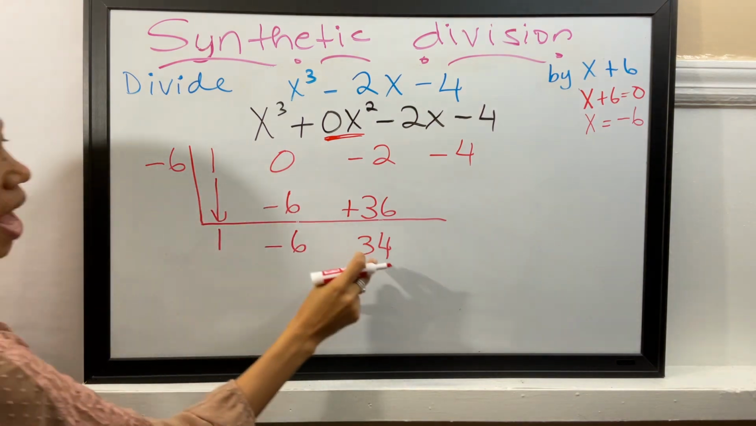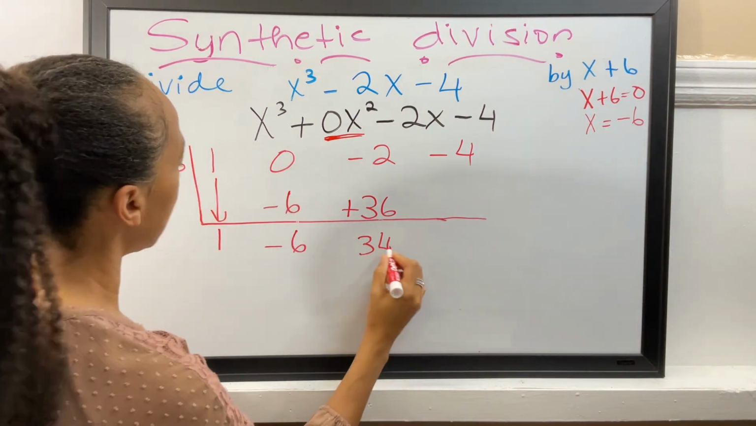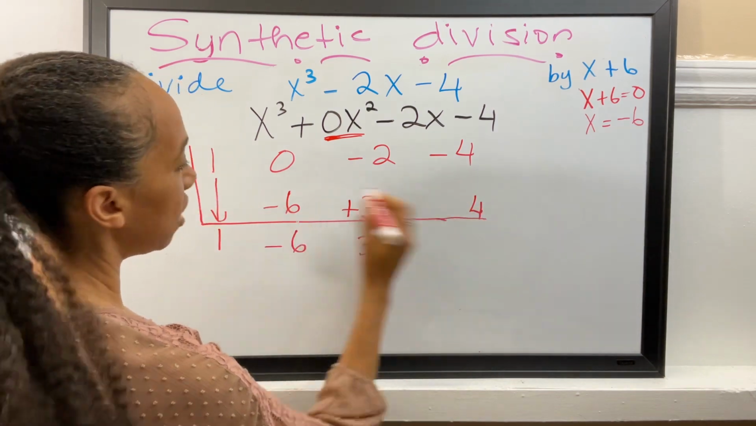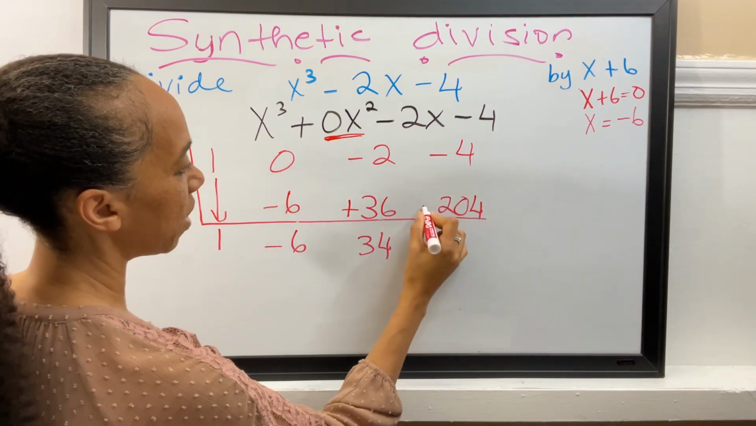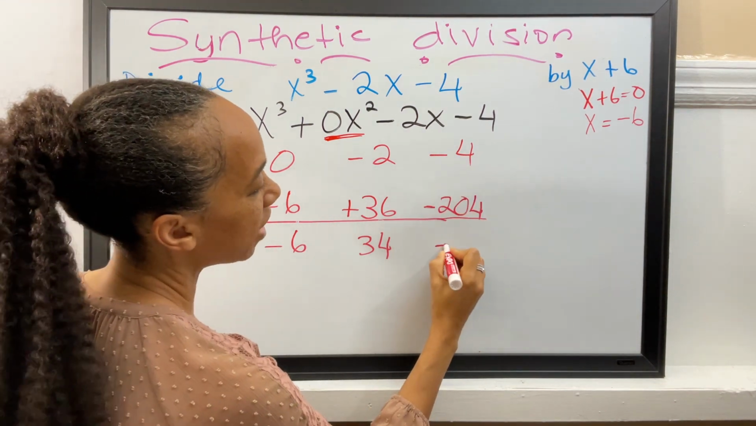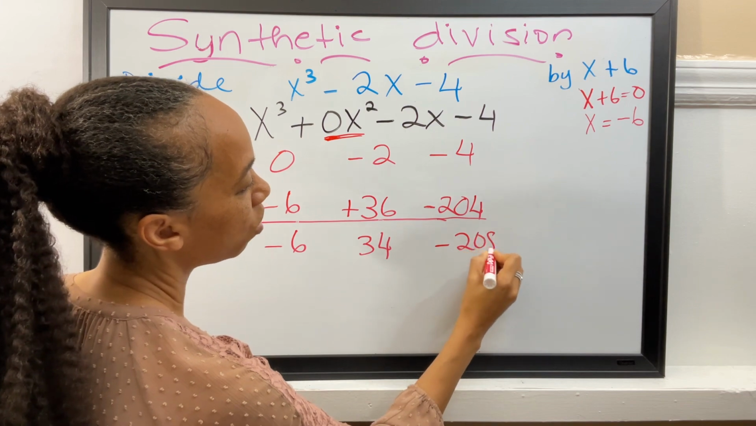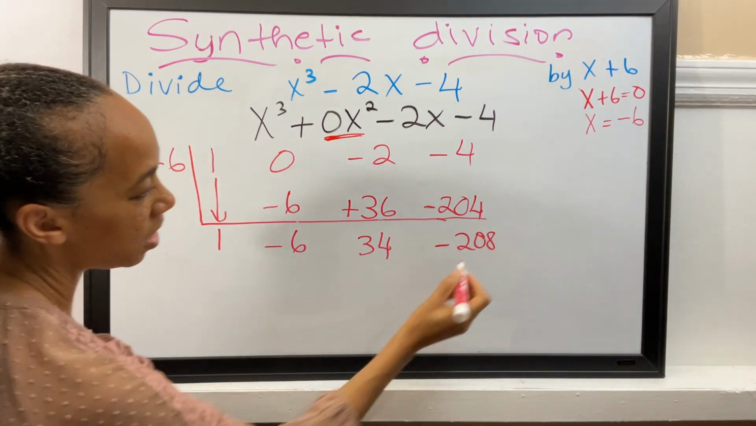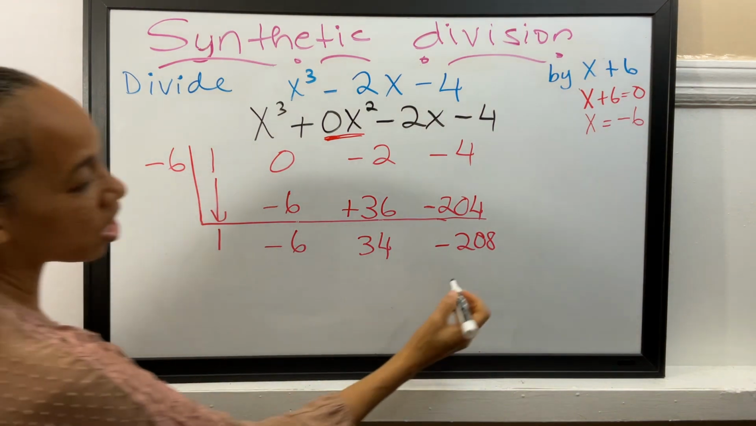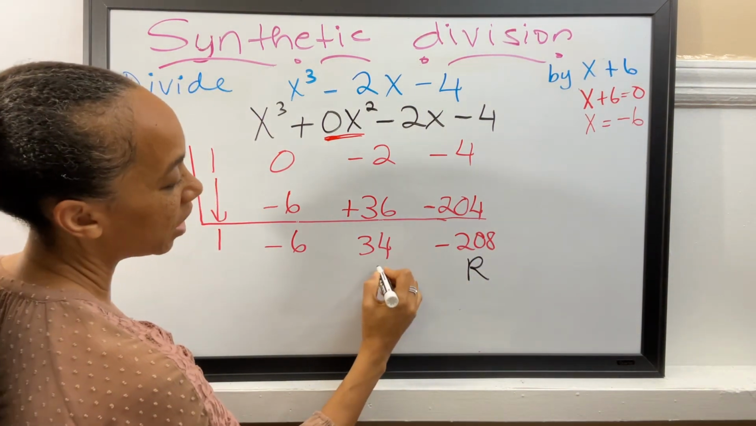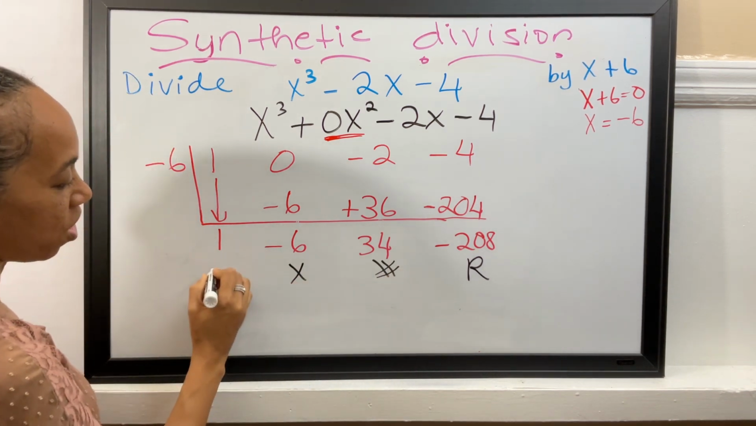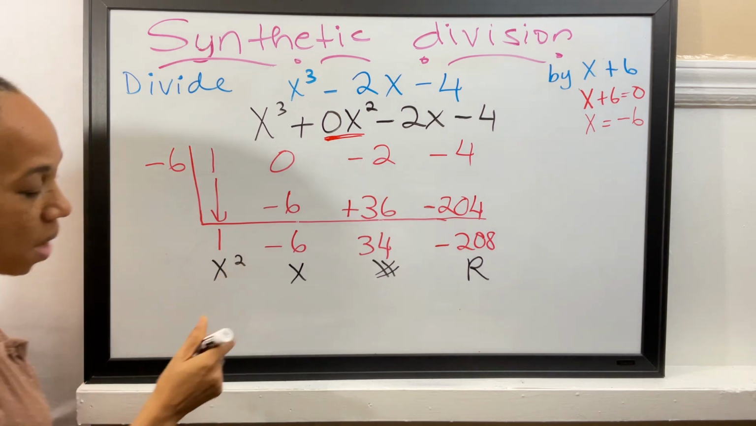Now negative 6 times 34, let's do the math. 6 times 4 is 24, and this is going to give us 204, but it's going to be negative. All right, because negative times positive is negative. So the answer here is going to be negative 208 as our remainder. So that number is going to be your remainder. You write R under here. This is going to be your number value. This is going to be your x value. This is going to be your x to the second power value.